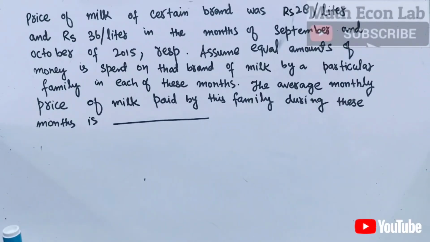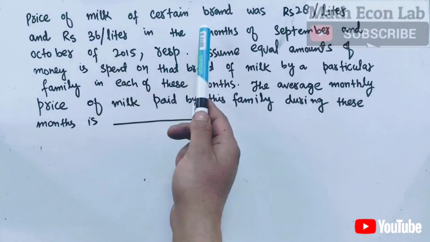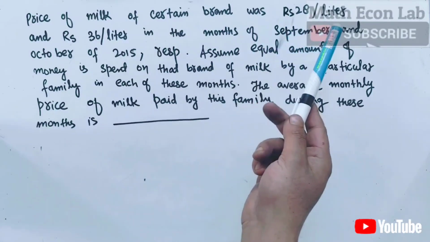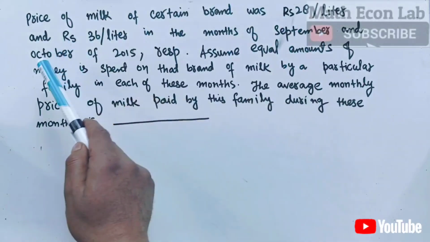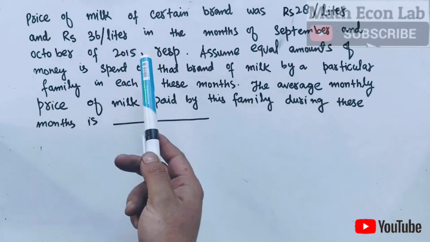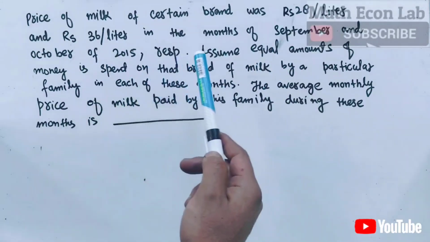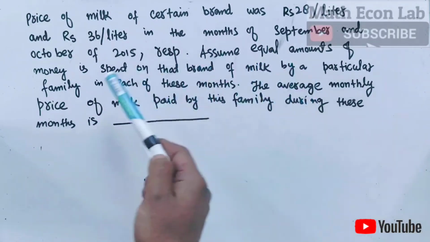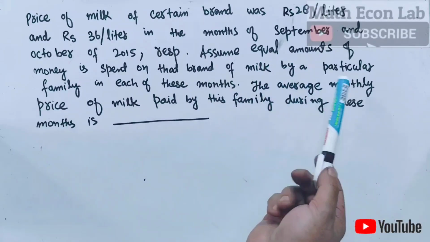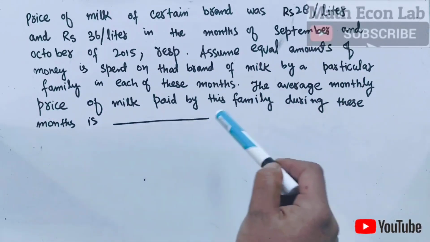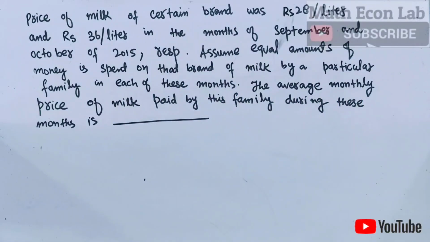Question is how to find out the monthly average price. The question is, price of milk of a certain brand was 28 rupees per liter and 36 per liter in the months of September and October of 2015 respectively. Assume equal amounts of money is spent on that brand of milk by a particular family in each of these months. The average monthly price of milk paid by this family during these months is, we are supposed to find out. Okay.